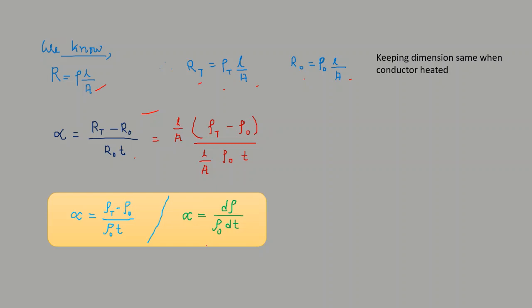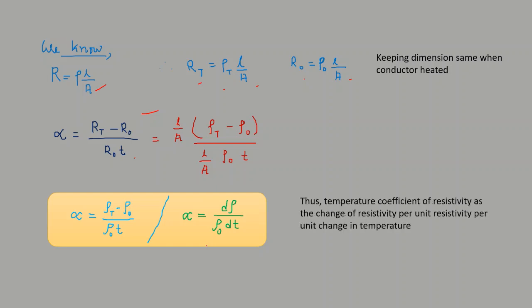d rho by dT is the variation of resistivity with respect to temperature, and thus we can define the temperature coefficient of resistivity as the change of resistivity per unit resistivity, per unit change in temperature. We obtain the definition of the coefficient of resistivity.